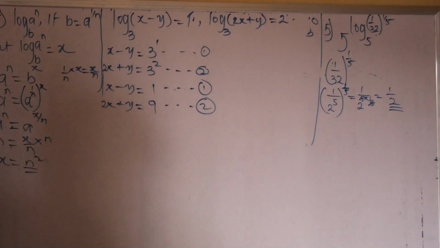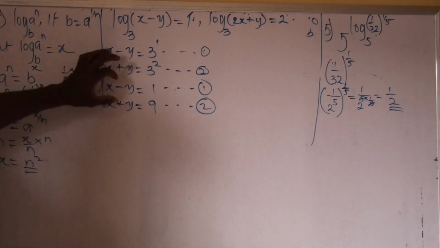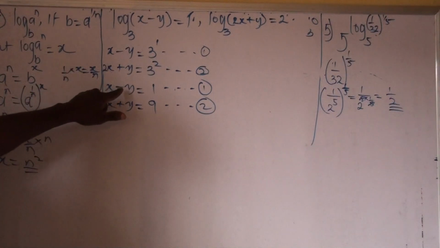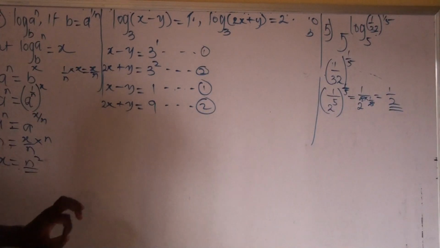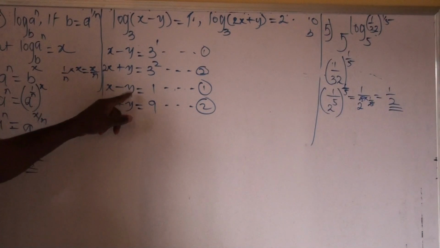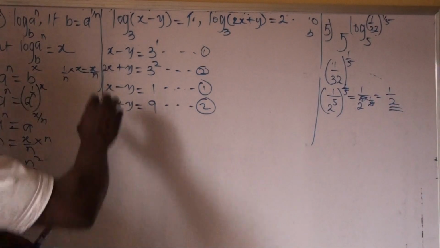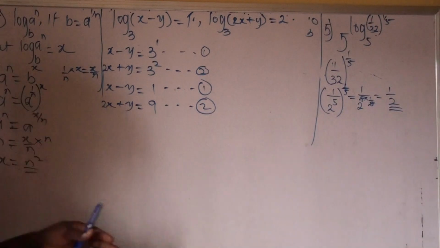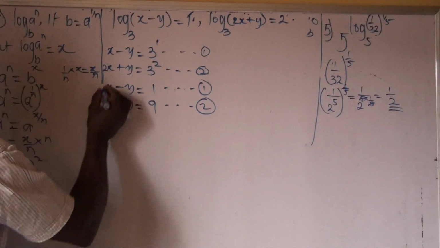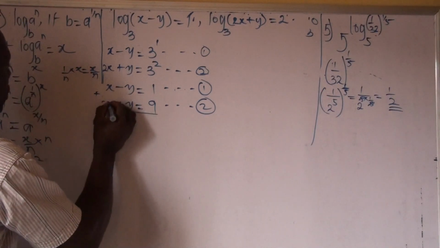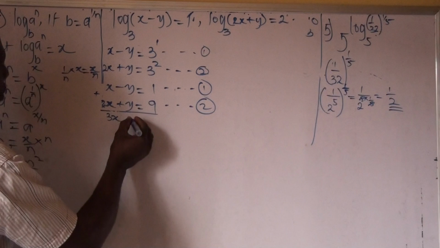From here we can solve. This is a simultaneous equation with two unknowns. Here we make use of the elimination method. Look at the coefficient of y in equation 1 and that of equation 2. They are the same, 1 and 1, but the signs are minus and plus. Once the signs are different like that and the coefficients are the same, what you need to do is to add. So x plus 2x will give us 3x, and minus y plus y will be 0.